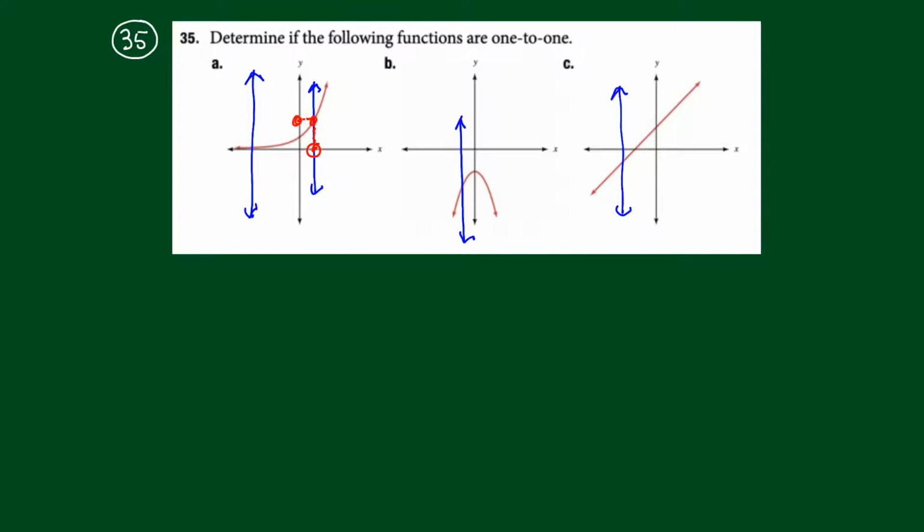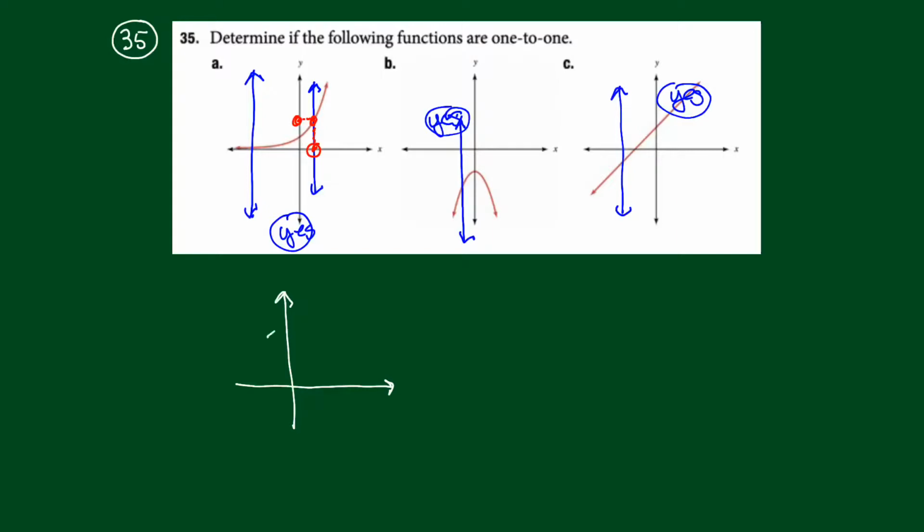And in part C, if we draw this vertical line here and pass it from left to right, it hits that line only once, never more than once. So this is also one-to-one. So what we can say is A is a yes. Matter of fact, all these are yeses. They're all one-to-one.